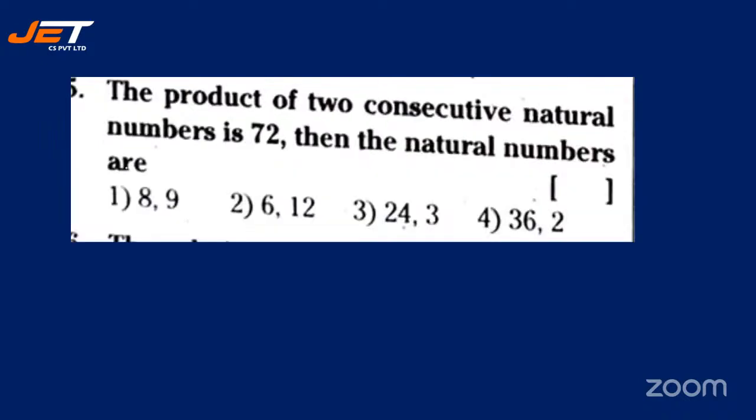The product of two consecutive natural numbers is 72. Then what are the natural numbers? Okay. So then what are the natural numbers? It is nothing but 8 and 9. Clear?